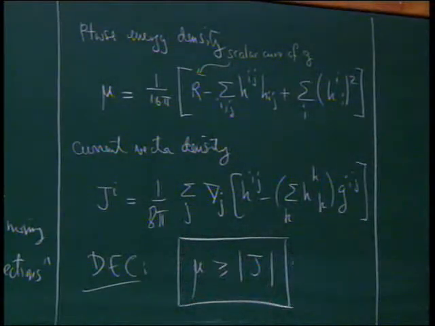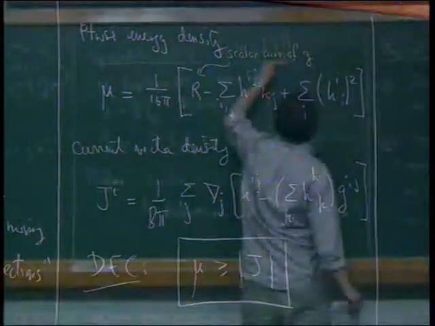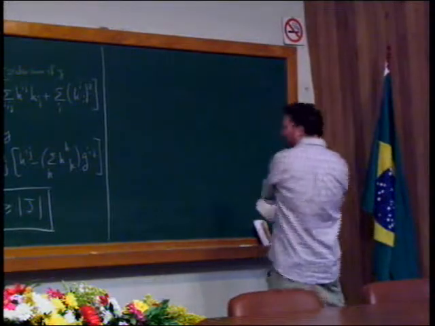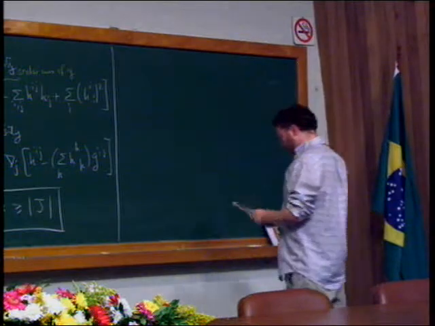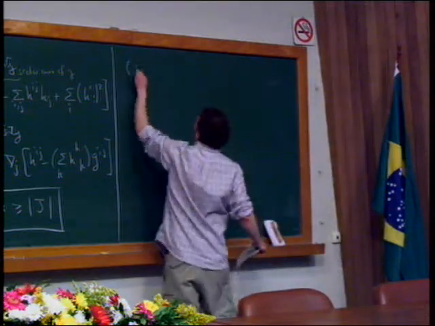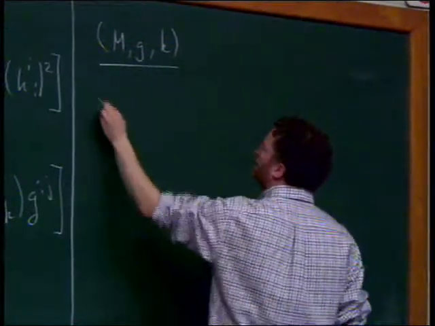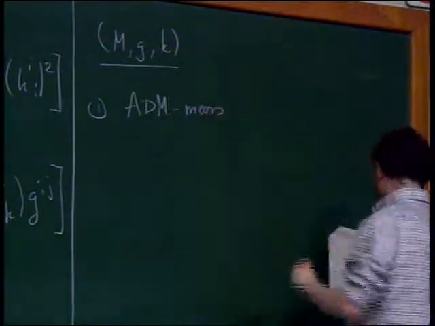All right. So these are our two main hypotheses. We have an asymptotically flat metric and mu greater or equal than |J|, where these are the quantities related to the initial data. So when you have initial data like that, you can define some interesting quantities, very well known to most of you here, maybe. The ADM mass.